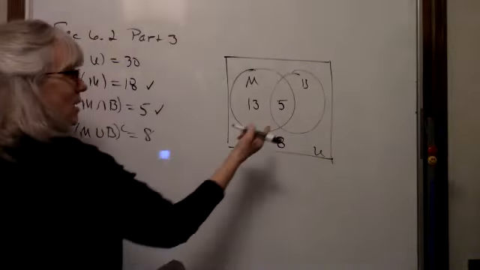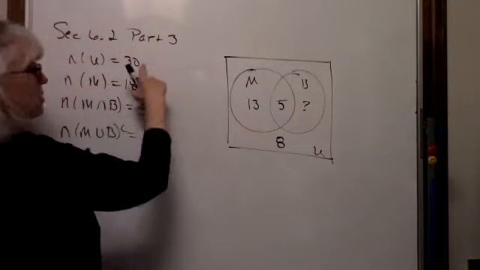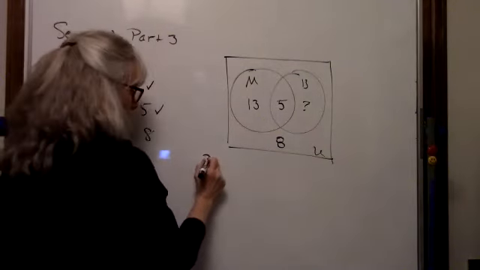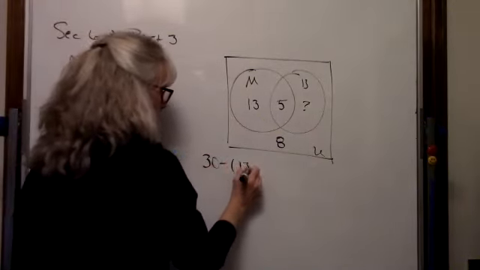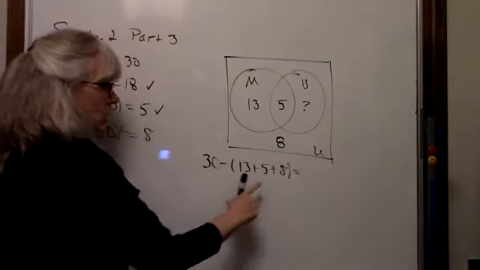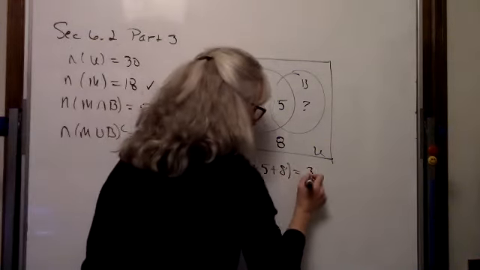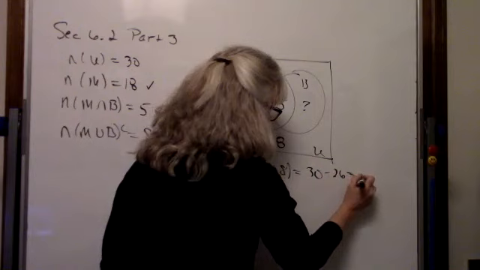Okay, well, we need to figure out this guy. So to do that, we already know what we have on the board. We know that we have to get 30 as our total. So if we take 30 and subtract off the 13 plus the 5 plus the 8, we'll get our answer. Well, 5 and 8 is 13. 13 and 13 is 26. So this is 30 minus 26, which gives us 4.